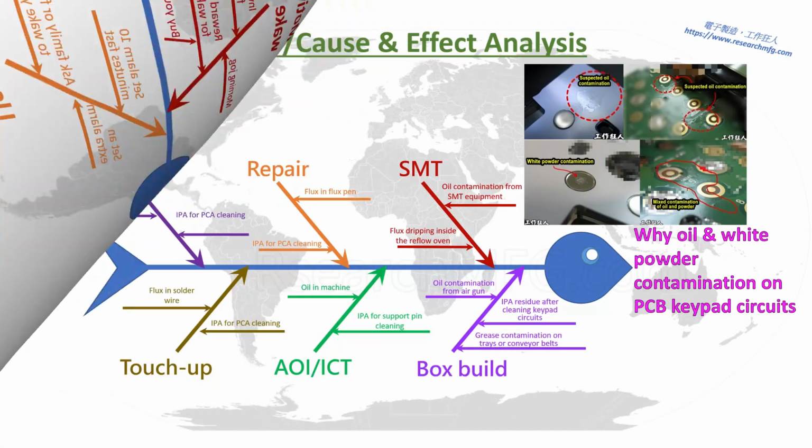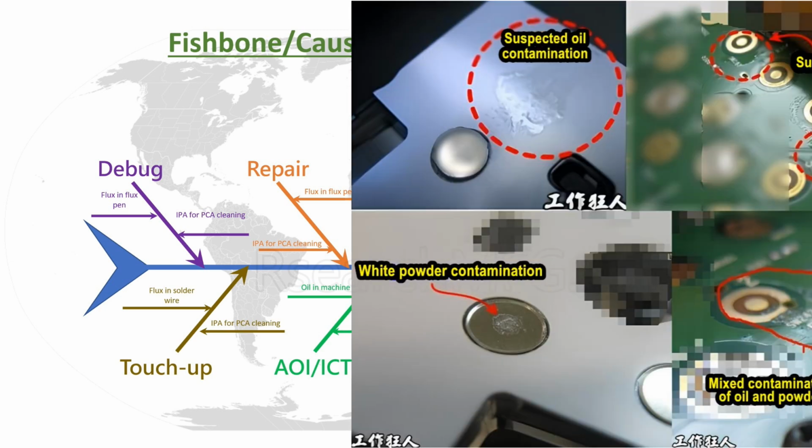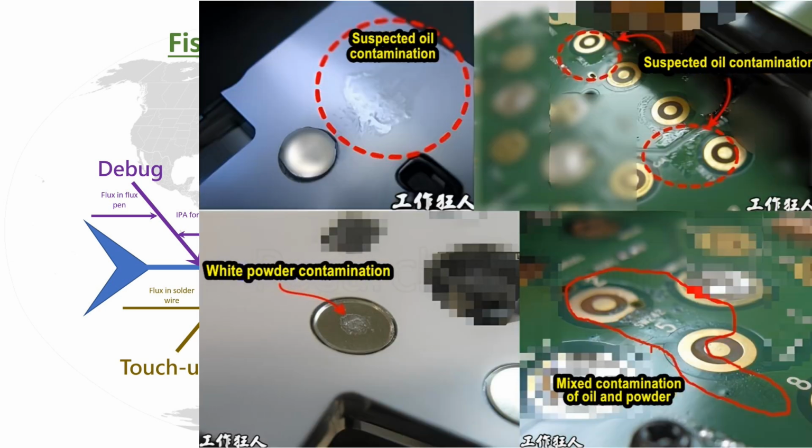The next example is something Working Bear previously shared on the blog, a fishbone diagram about the source of oil contamination on keypad circuits. Back then, Working Bear explained that a product at a previous company had a serious DOA, dead on arrival complaint. Most of the defective units had unresponsive keypads, specifically on the 3, 6, and 9 keys. The root cause turned out to be oil contamination.